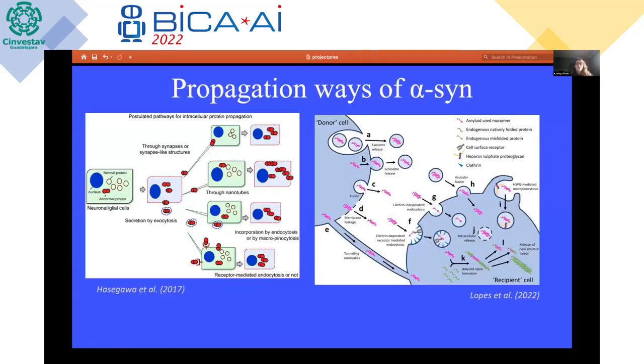After the aggregation of alpha-synuclein with lipids exists, four postulated ways of further propagation of alpha-synuclein in the brain might take place. The first one might be through synapses or synapse-like structures, through nanotubes, which are basically bonds, so connections between one cell and another, incorporation by simple endocytosis and exocytosis, so a vesicle inside or attached to alpha-synuclein leaves one cell and goes into another, and also through receptor-mediated uptake.